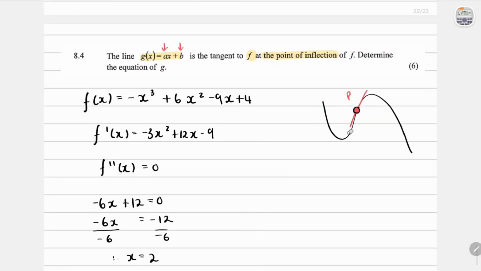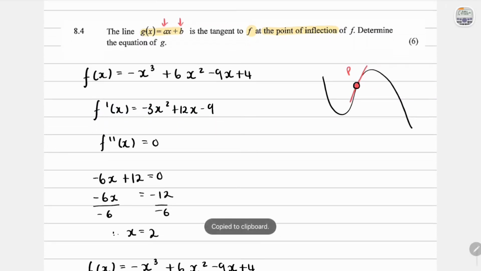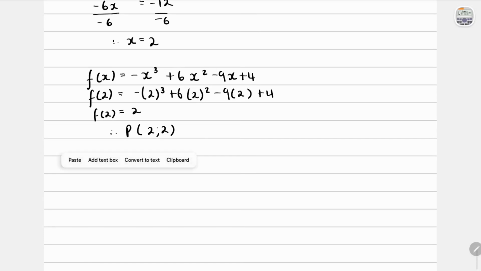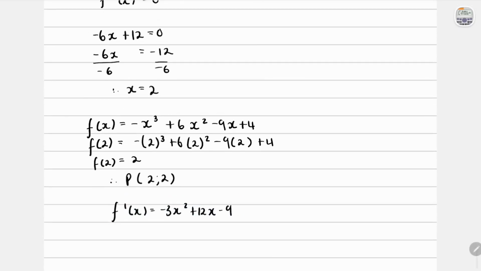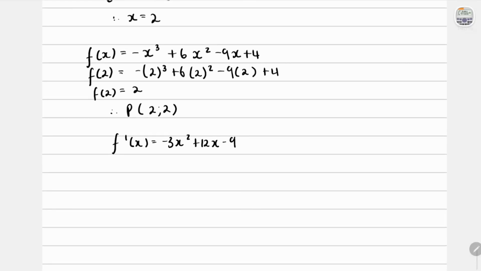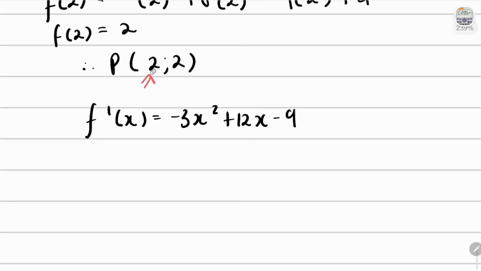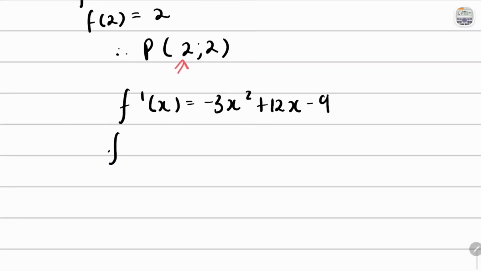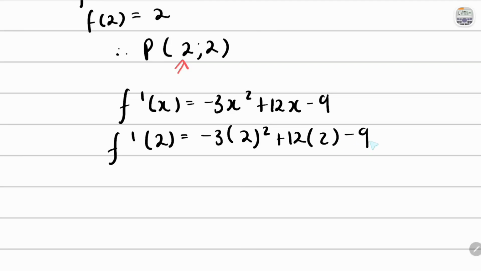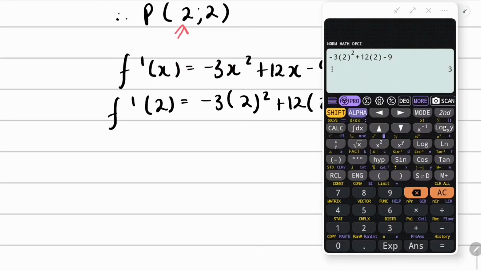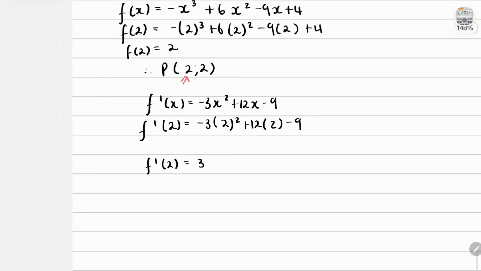We know the gradient of this curve. The gradient of this curve is this, the first derivative of our function. That's how to find the gradient. But we need the gradient at that particular point of inflection. So we'll find the gradient at the point where x is equal to 2, because that's the x value. So we'll substitute: f prime of 2 is equal to negative 3 times 2 all squared plus 12 times 2 minus 9. And that gradient is 3. So f prime of 2 is equal to 3. So now we know what the gradient is.